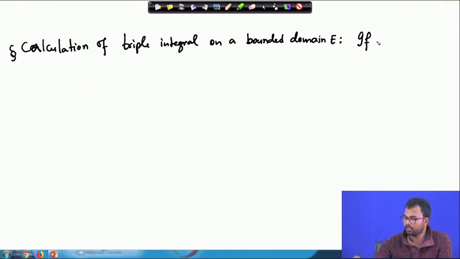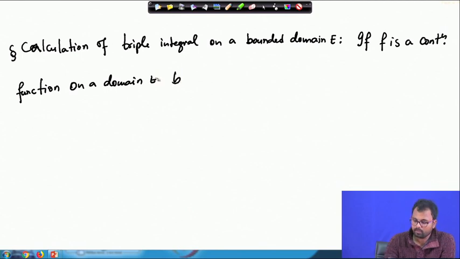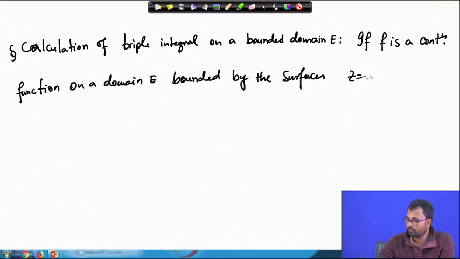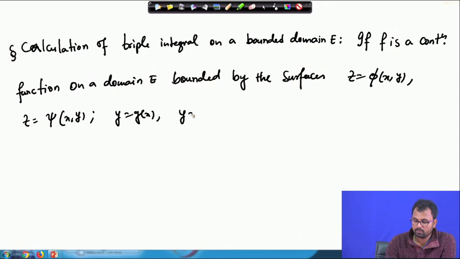So, the definition goes like this: if f is a continuous function on a domain E bounded by the surfaces z equals phi(x,y) and z equals psi(x,y), then y equals g(x), y equals h(x), and x equals a and x equals b.